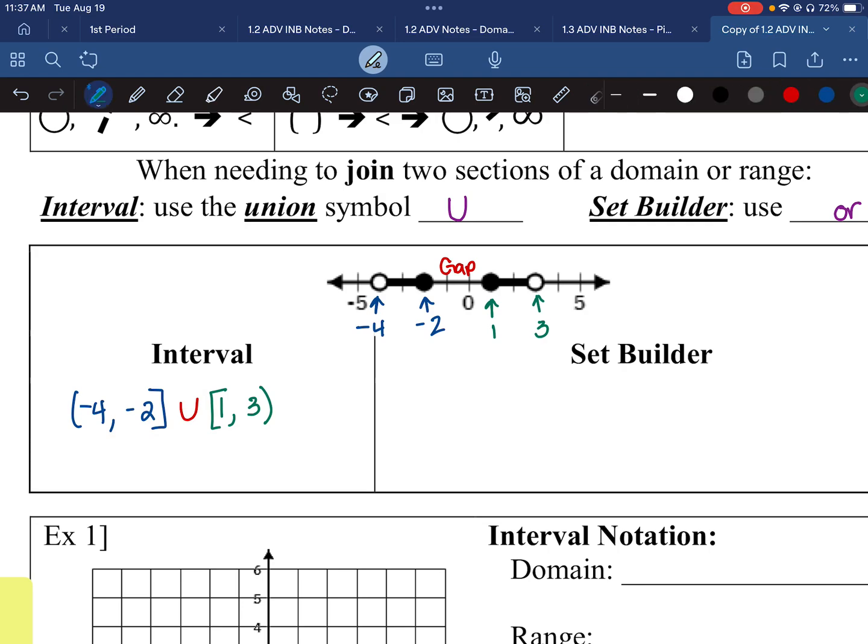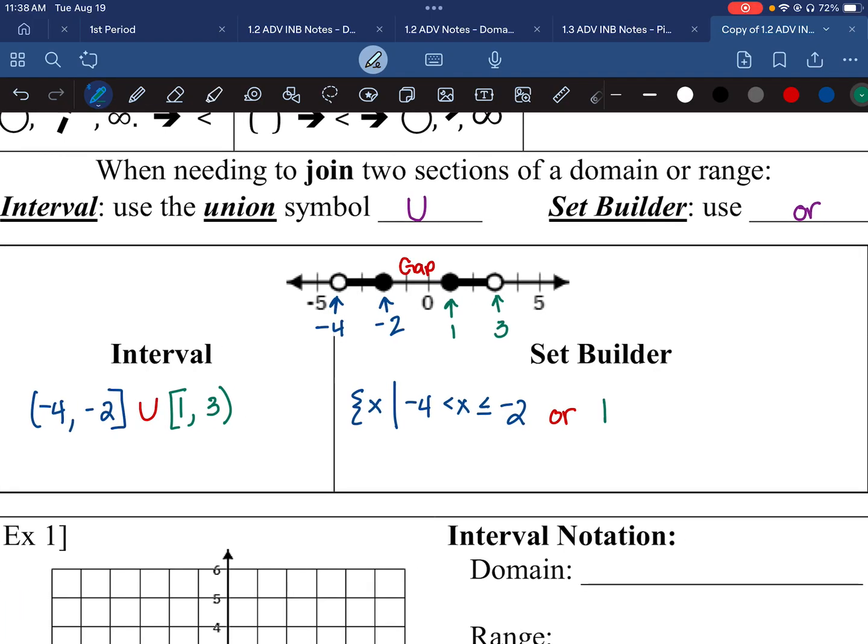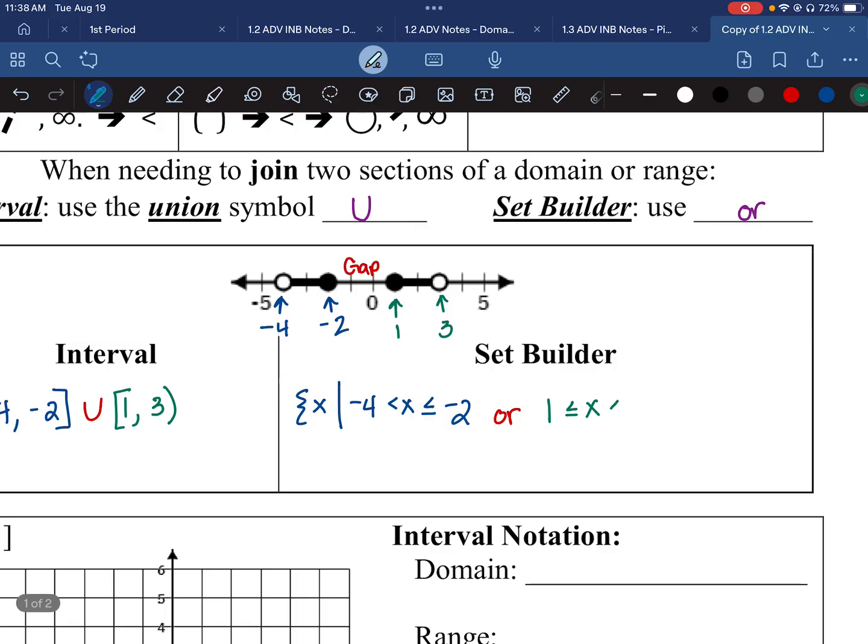Now let's do the same thing in set builder. So we're going to have the set of x's as long as, and then we're going to write two inequalities. So our first inequality comes from the first section. -4, open circle means less than, x in the middle. Our high value is closed, so less than or equal to, and then -2. And then for set builder, instead of using that union symbol, we use the word that it represents, which is the word or. And then the second section starts out with a 1, and because it's closed, it's less than or equal to, x in the middle, and then the open circle would be less than 3, and that would be the end of our domain overall.